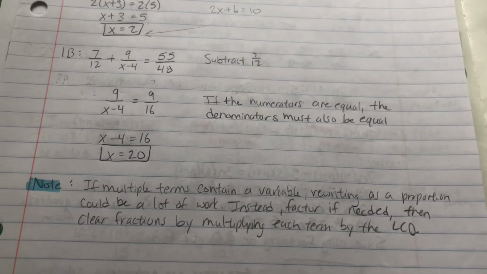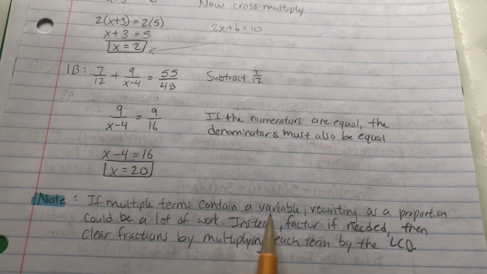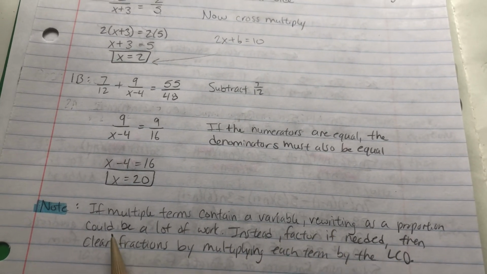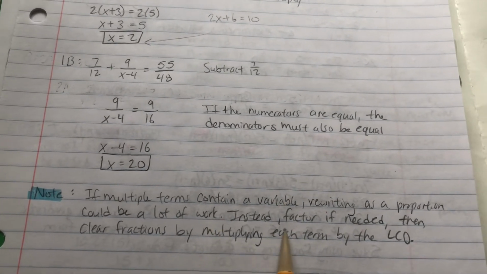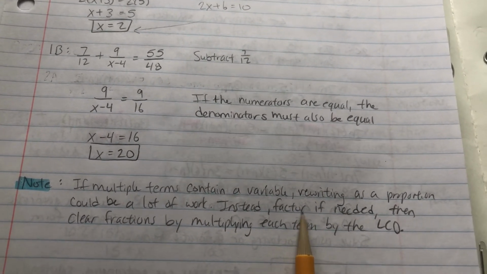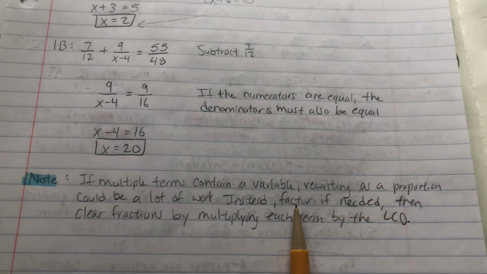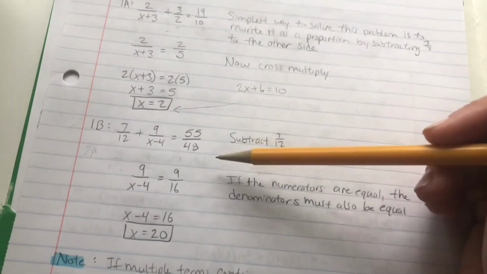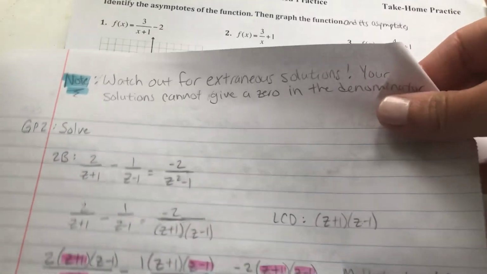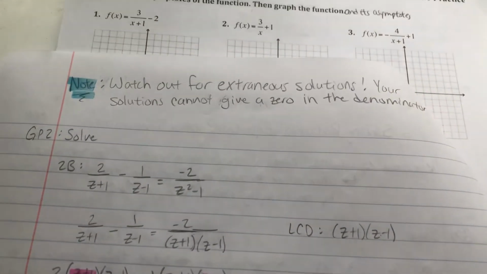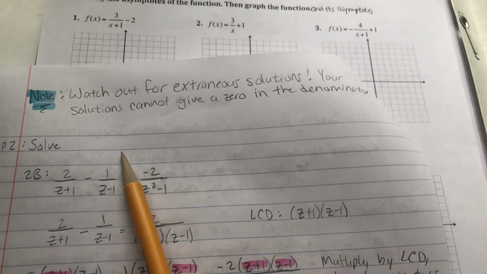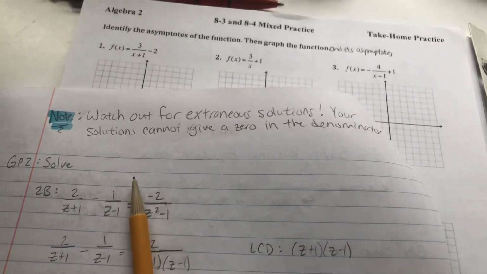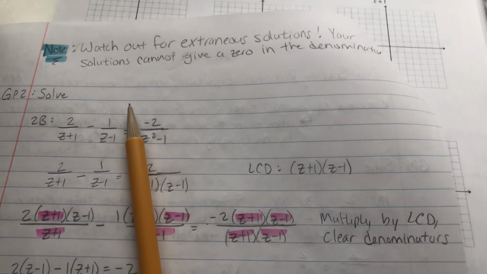And our note here, I've already said, if multiple terms contain a variable, rewriting as a proportion could be a lot of work. Instead, factor if needed. That's a common strategy we're using in every lesson this chapter. Then clear fractions. So we're not going to be able to do this simple of an approach for these next few examples. I have another note on the next page for you. Watch out for extraneous solutions. Your solutions cannot give 0 in the denominator, so we want to make sure we check for that.